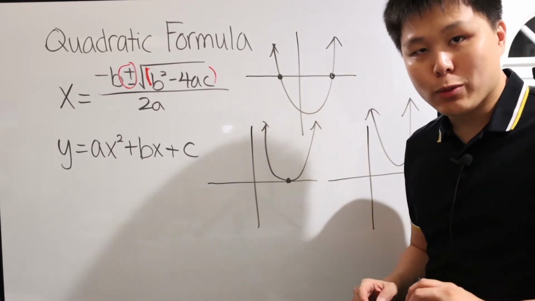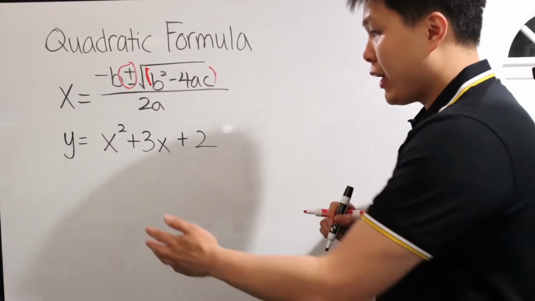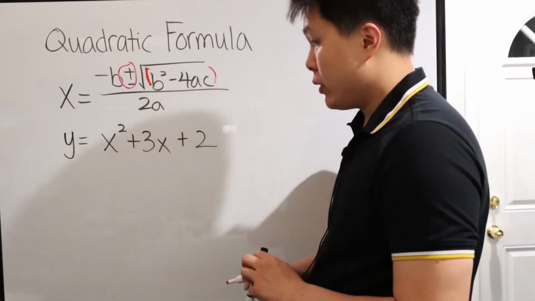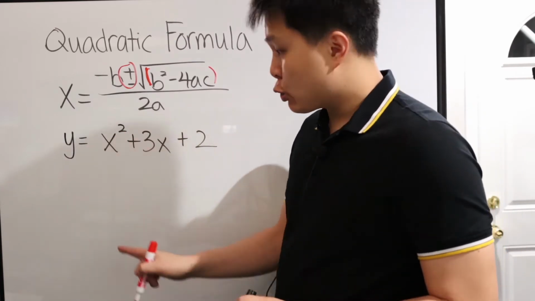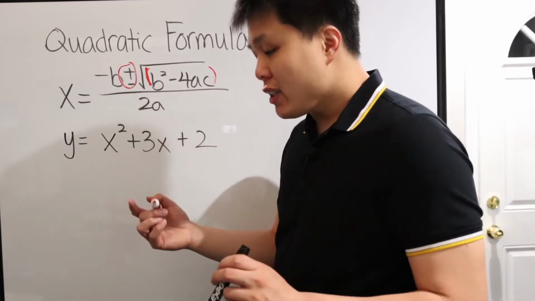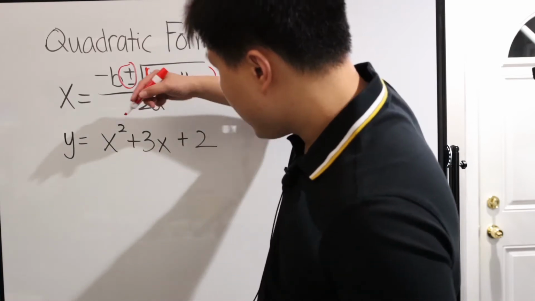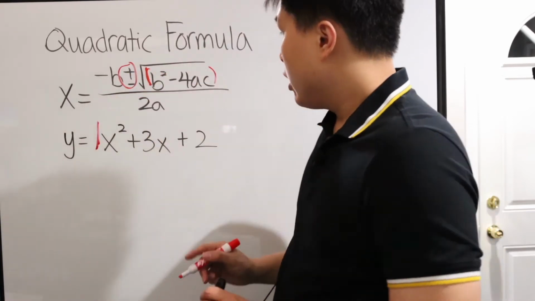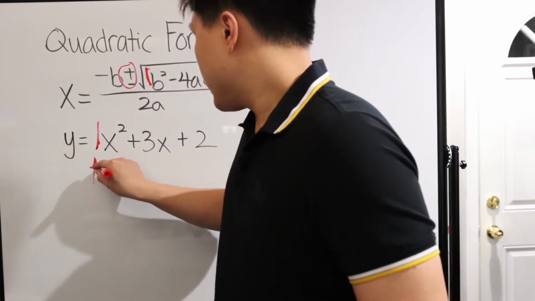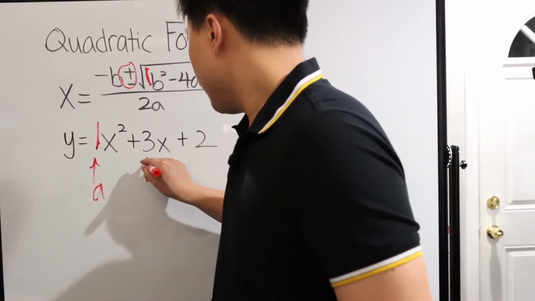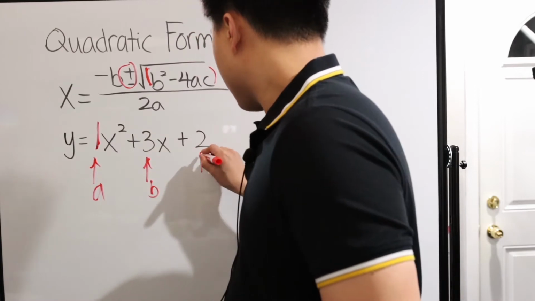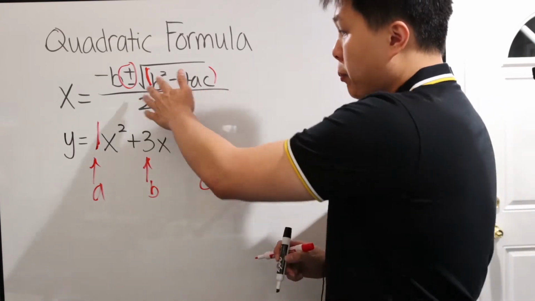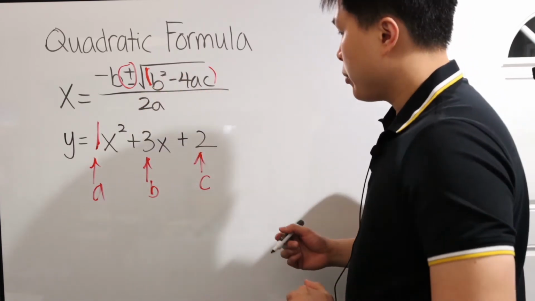So let's practice. So for our first problem we have here, y equals x squared plus 3x plus 2. Now, every time you see just an x squared without a number in front, there's technically a number, it's just invisible. Usually, if it makes it better, you can just put one right there, it's an invisible one. So, our a is actually right here, our b is right here, and our c is right here, right? A, B, C.